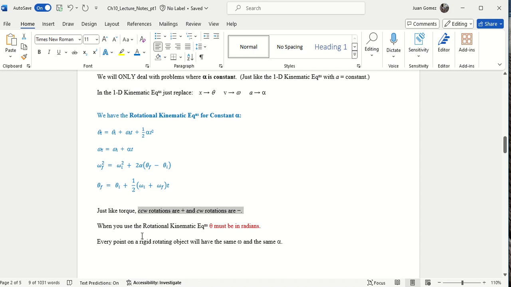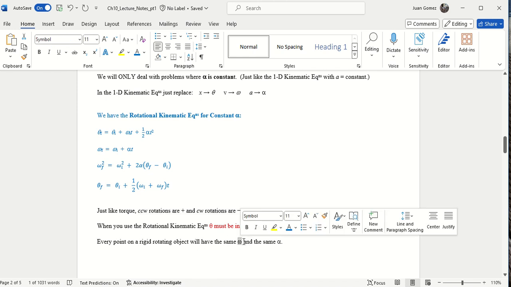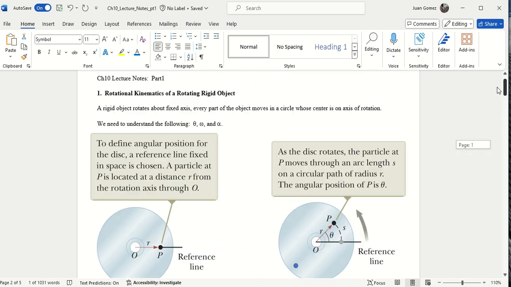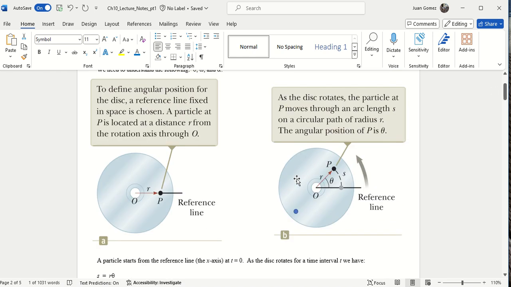And every point on a rigid rotating object will have the same omega and the same alpha. In other words, in panel B here on this rotating disk, the point P and this blue dot, those 2 points, as this thing is rotating, will each have the same angular velocity omega and the same angular acceleration alpha.